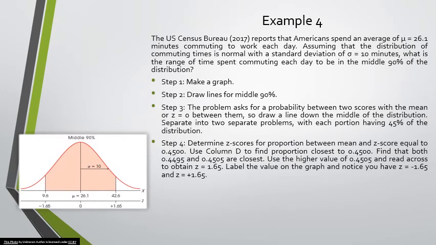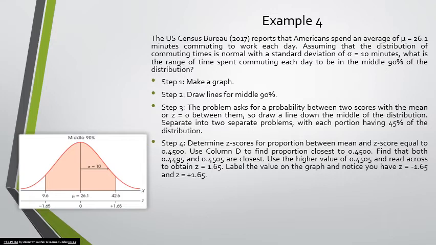Next, you determine z-scores using column D to find the proportion between the mean and a z-score. You're going to try to find the proportion in column D closest to 0.4500, and you'll find that there are two that are closest. You're going to use the higher value one, 0.4505 in the D column, and then read across to the left, and you're going to obtain that z-score as 1.65.